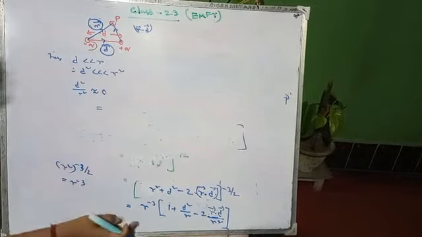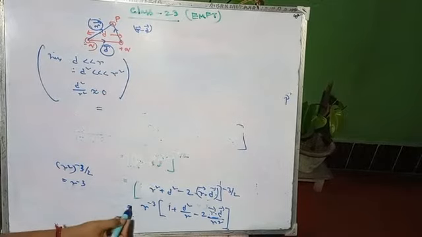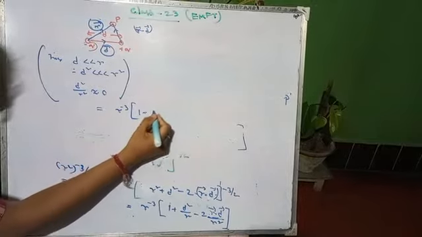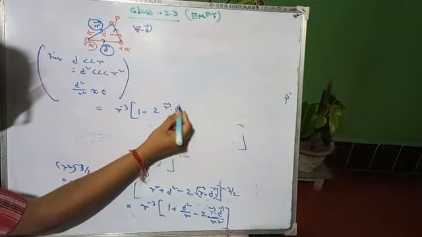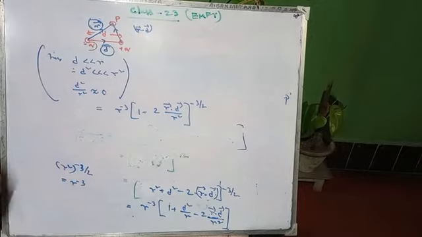Please write the equal sign after that, then in bracket, after this line we are writing here: r to the power minus 3, 1 minus 2 by r vector dot d vector by r square, the whole to the power minus 3 by 2.